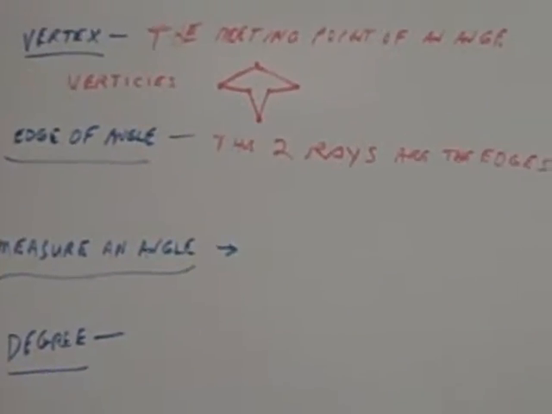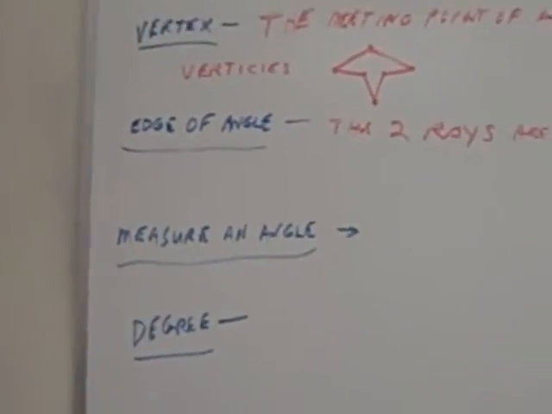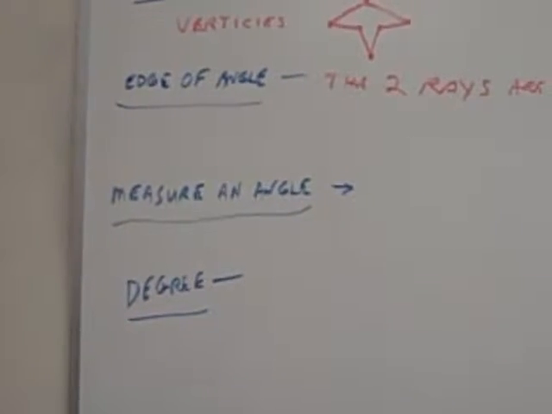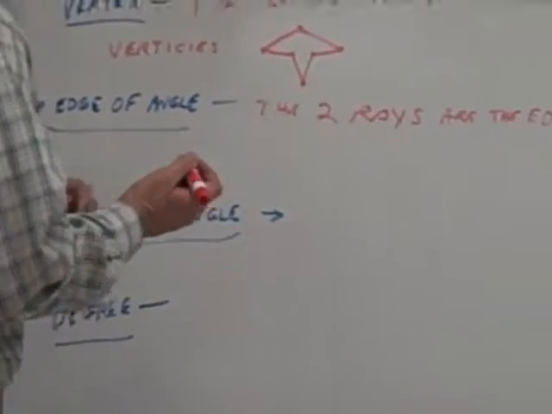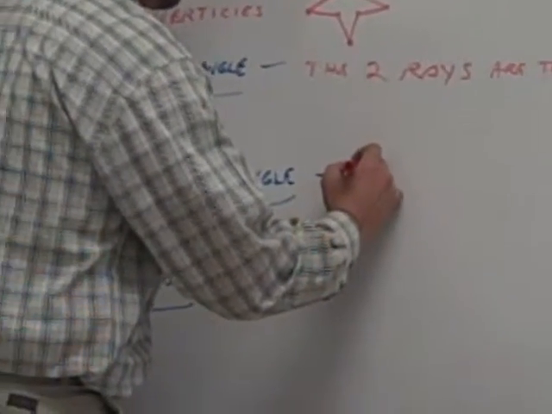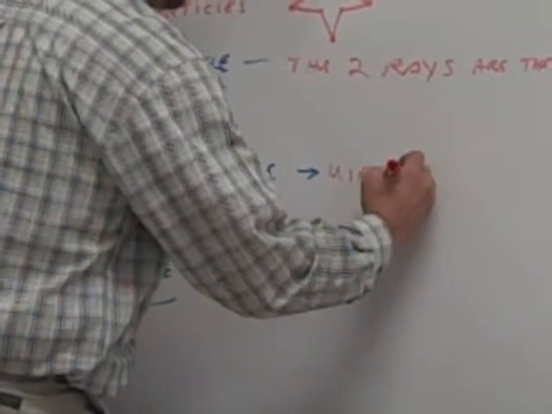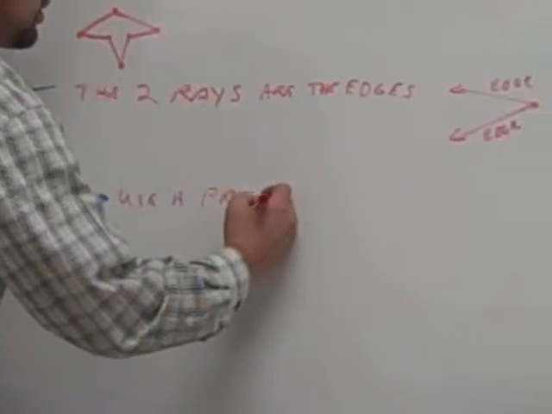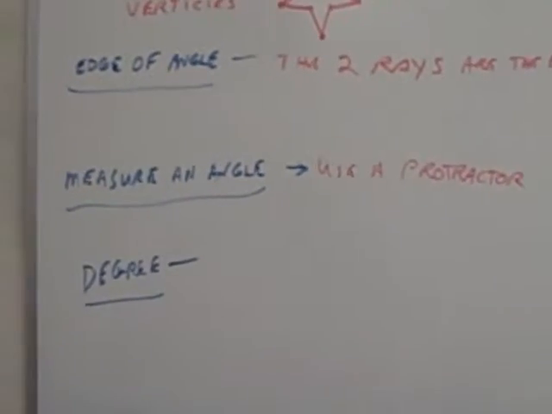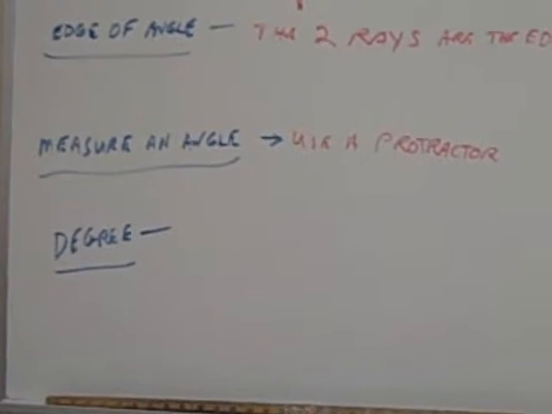Now, when we have angles, we can measure them. There is an instrument that is on your desk that we use to measure them. What is that instrument called? Protractor. Right. To measure an angle, use a protractor. Not a John Deere tractor or a Kubota, but a protractor.